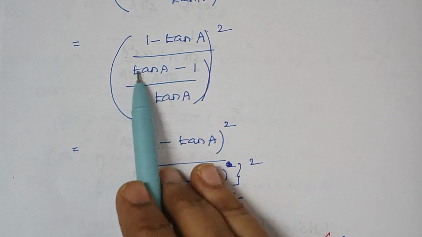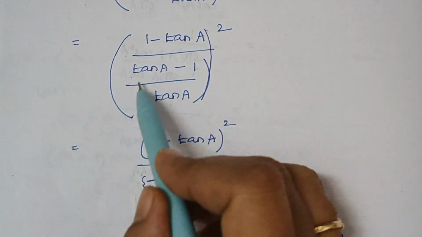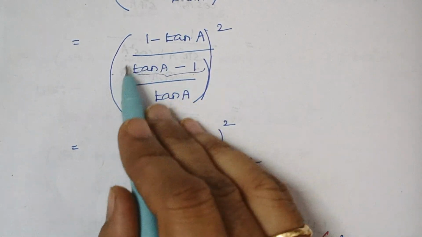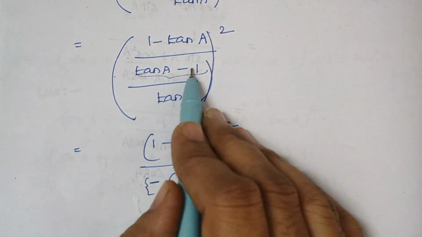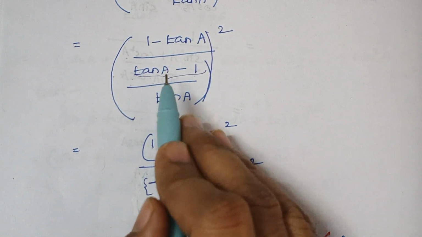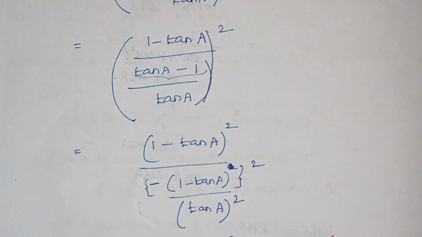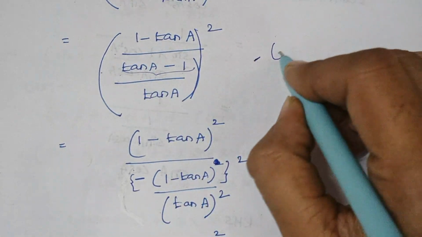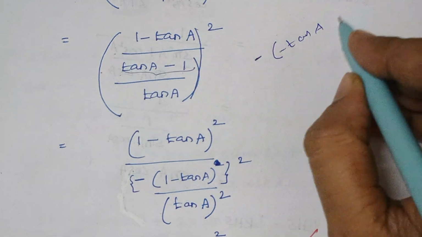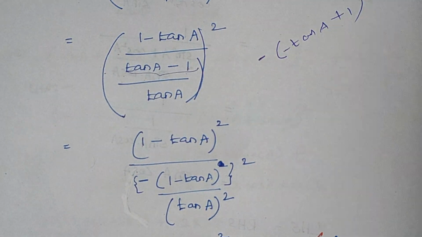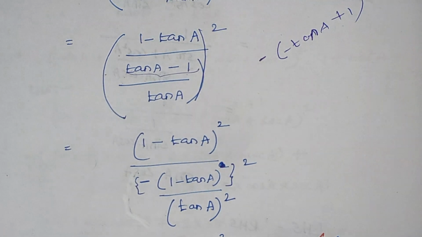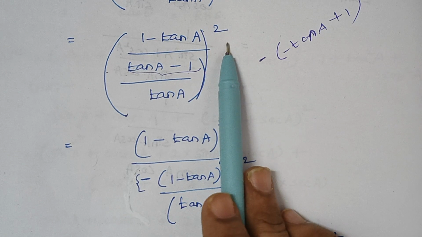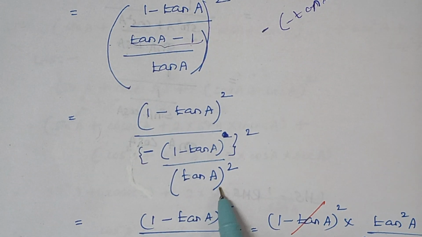So what to do? We have to take minus commonly outside from this term. When you take minus outside, what becomes? This plus tan A becomes minus tan A, and this minus 1 becomes plus 1. That is, we will have a term similar to the term in the numerator, right? This is what I had actually done here, and you see everything is inside your square, right? So this is the step which is done here.